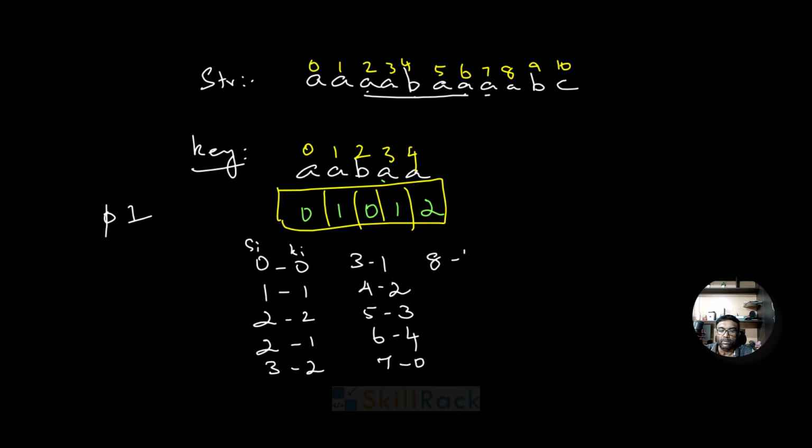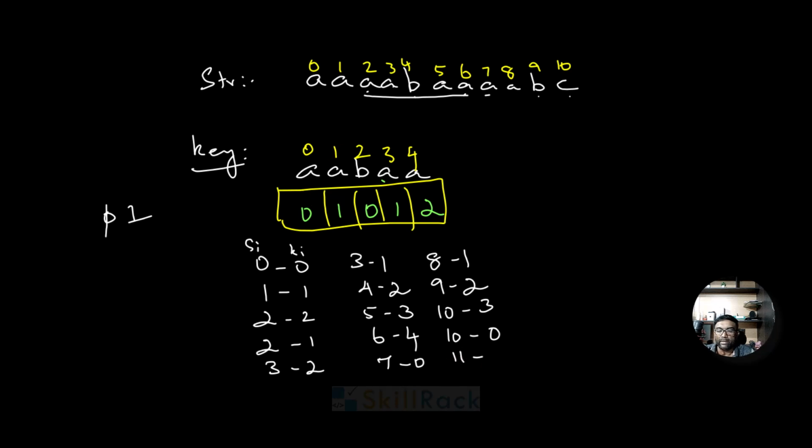So 8 with 1. So 8 and 1, it is matching. 9 and 2. So B and B, it is matching. So it is 10 and 3. So 10, C, and here you are not finding a match. So at third index, what is the previous value? It is 0. So you are again comparing 10 and 0. It is C and A. They are not matching. But because now you have reached 0, you don't want to have any more comparison.